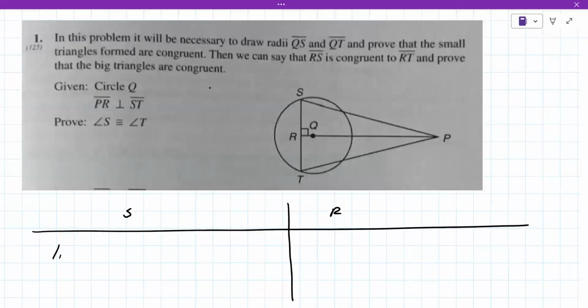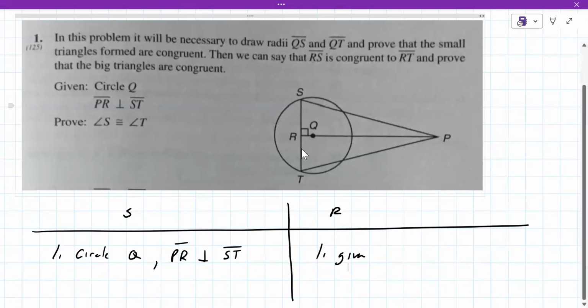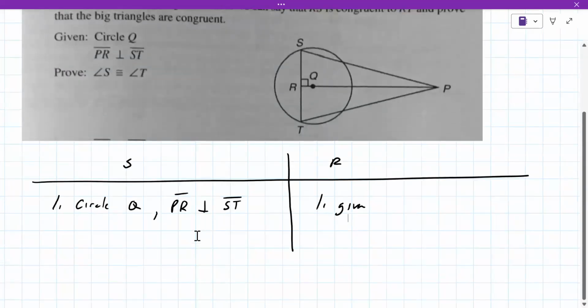Okay, so the first statement is almost always the given. Circle Q, and you can even add in the fact that PR is perpendicular to ST. Those are given. You always start out with your givens. So because PR is perpendicular to ST, we have to be careful here. We can say that they're both 90-degree angles.